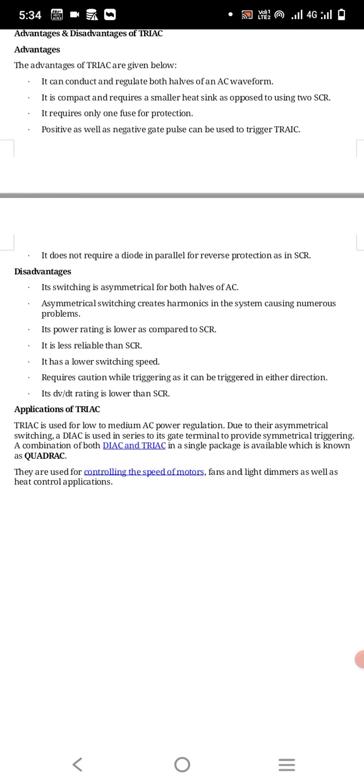Applications. TRIAC is used for low to medium high power regulations. Due to their asymmetrical switching, a DIAC is used in series to its gate terminal to provide symmetrical triggering. A combination of both DIAC and TRIAC in a single package is available, which is known as a quadrac. They are mainly used in controlling the speed of motors, fan and light dimmers, as well as heat control applications.